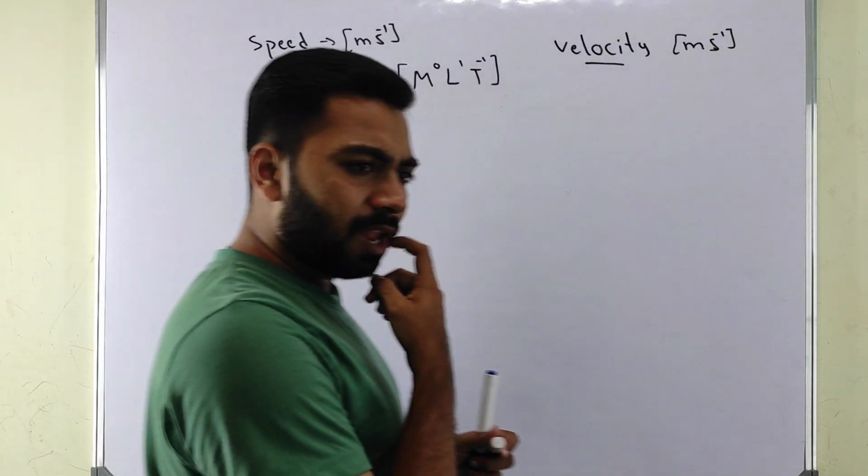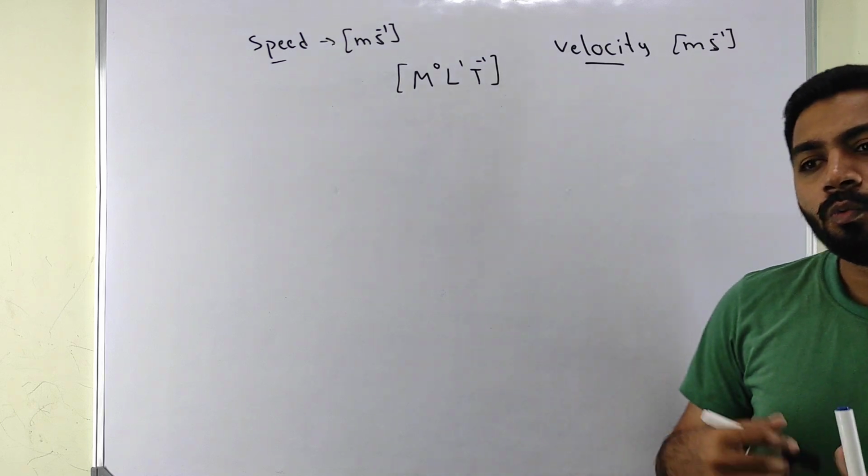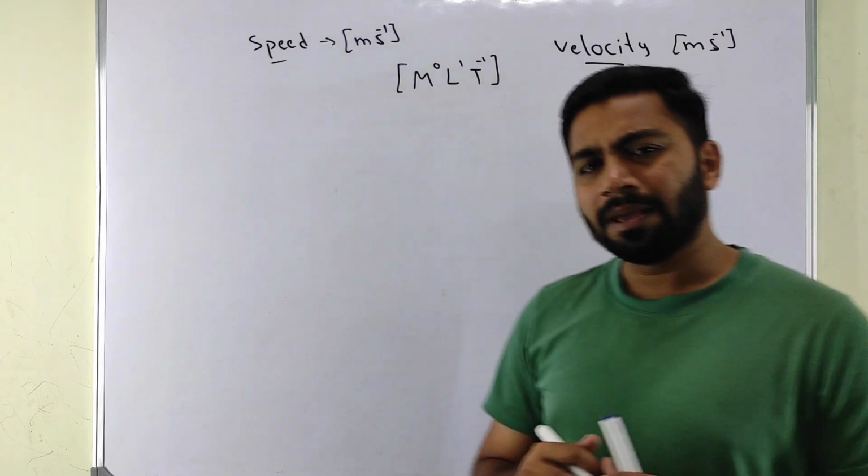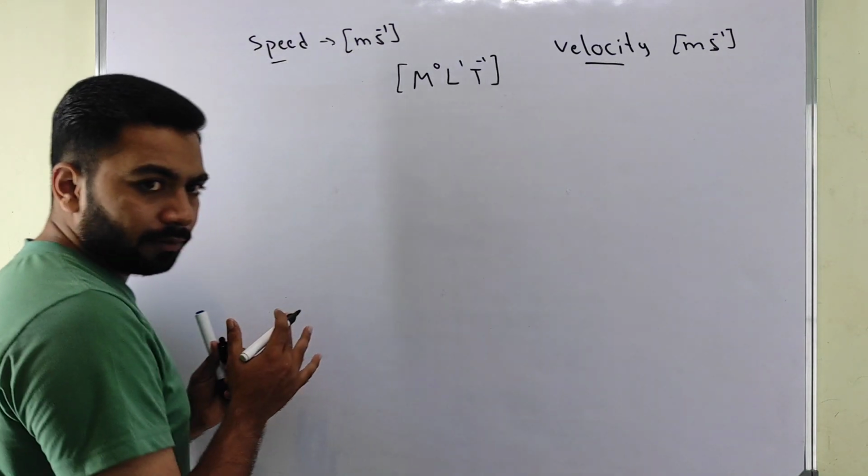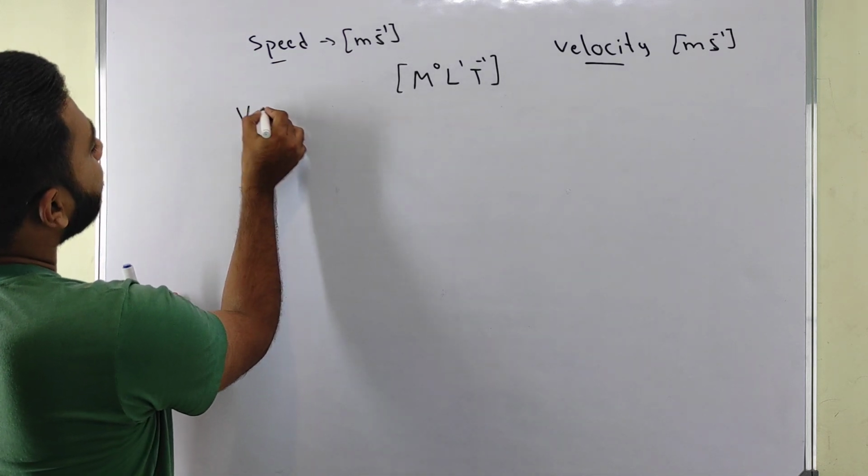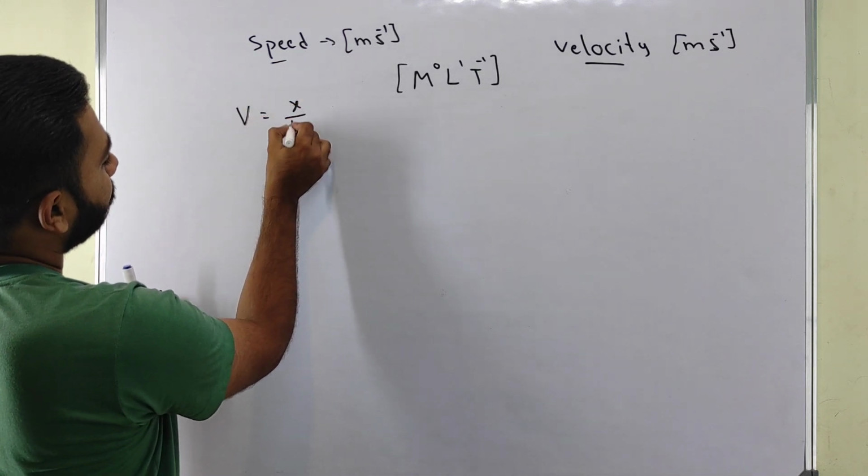Now, sir, till now we understood everything, but how do we write it in the exam? Say if the exam asks very simply about both things, you write speed is equal to distance by time.